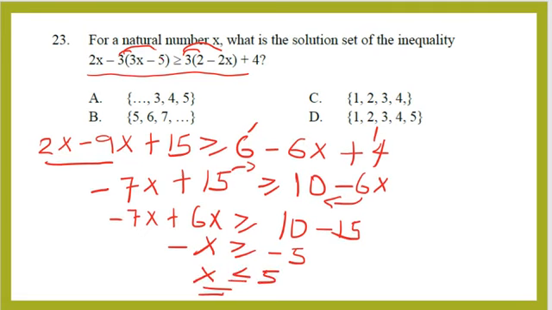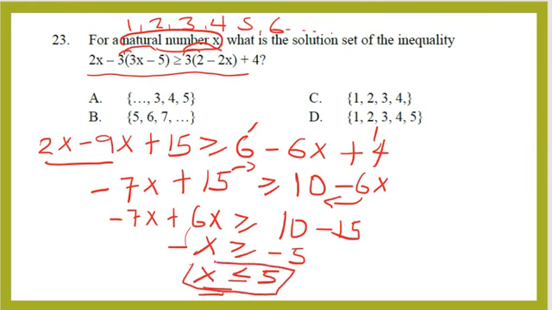But the domain here, it says for natural number x. So what are natural numbers? Natural numbers are numbers starting from 1: 1, 2, 3, 4, 5, 6. It will continue without end. But we got x less than or equal to 5. Which natural numbers are less than or equal to 5? The ones from 1 to 5, including 5, because it is less than or equal to. So the answer is going to be D.